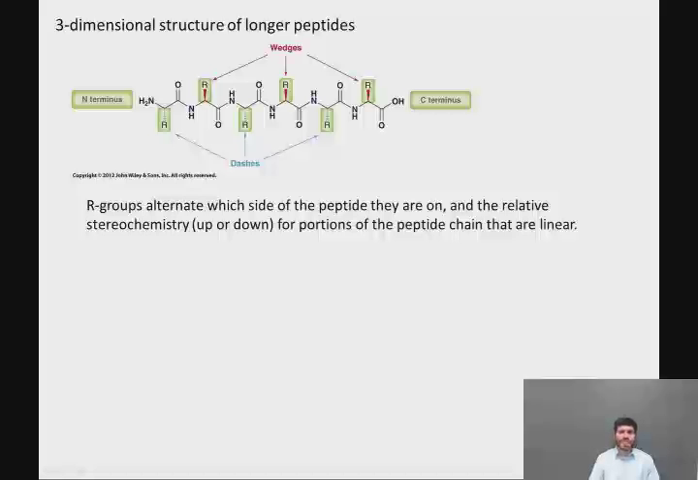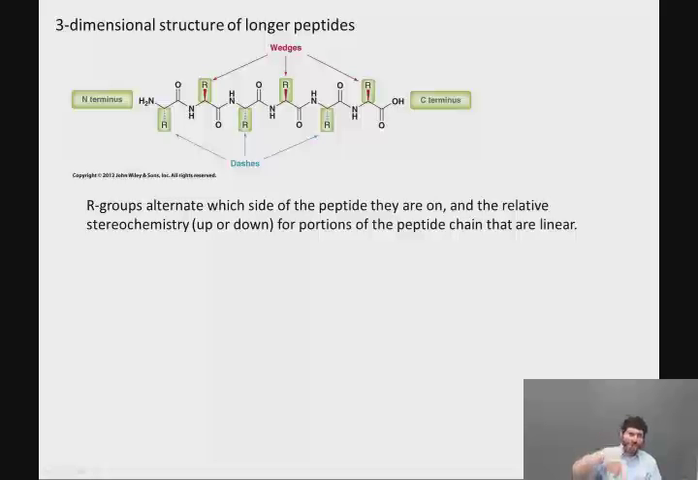Okay, so what that does to the three-dimensional structure of longer peptides is that the R groups, the side chains of the amino acids, actually alternate as to which side of the peptide they are on. Are they on the top side or the bottom side? And if you have a peptide chain that's linear, their relative stereochemistries are also going to alternate, assuming all of your amino acids are L amino acids.